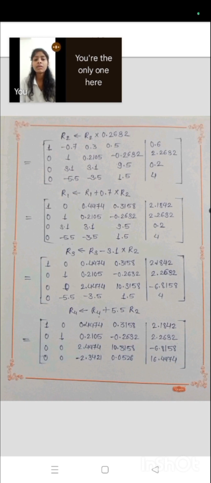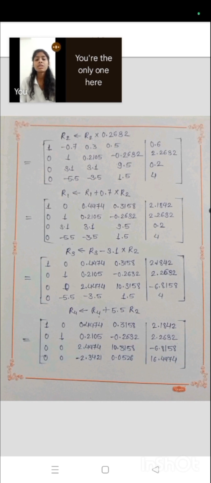So the R2 changed value is 0, 1 and 0.215 and 0.2105 minus, and in column 4 the value is minus 0.2632, and column 5 R2 value is 0.2632. And again we put the operation in R1 plus 0.7 into R2. So here we put the operation in R1. So here the R1 value is 1 plus 0.7 into R2. So here the R2 value is 0.